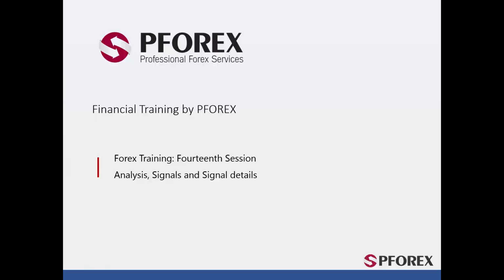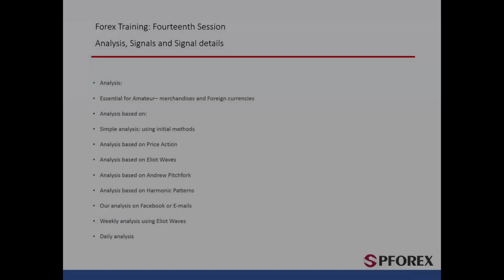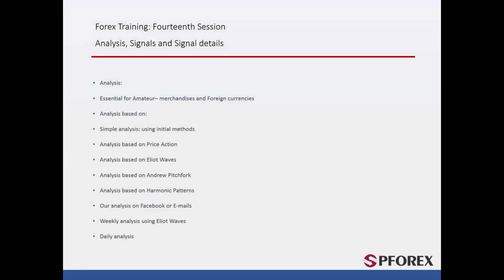In this session, we will talk about analysis, signals, and signal details. Analysis signal. When an amateur starts working in this business, they need to compare their analysis with the professional's work. Usually, these analyses are based on merchandise and foreign currencies. Analyses are based on fundamental rules and theories. However, they are also very simple to use, like using indicators. There are several different methods of data analysis that we will look at.